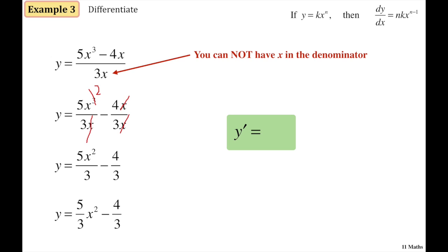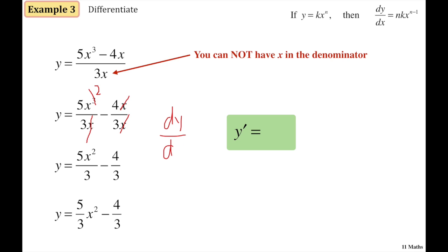Now with this question, instead of writing f dash x, you'll notice I've written y dash. The reason I wrote y dash was because the original question wasn't written as f of x, it was written as y. You could also have written this: dy over dx, the derivative of y with respect to x. But it's probably easier to write it as y dash because it's just a lot easier to write.